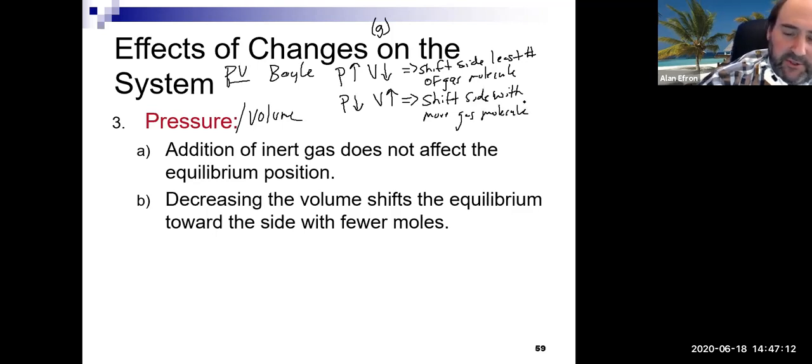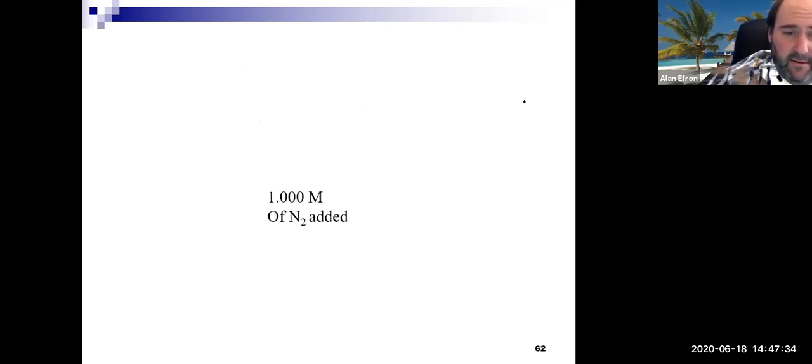So pressure and volume are always related to each other in these types of problems. And again, I would always think about it in terms of volume. Small volume, whichever way gets you the least number of gas molecules, left or right; and more volume, more gas molecules. Any question on that there?